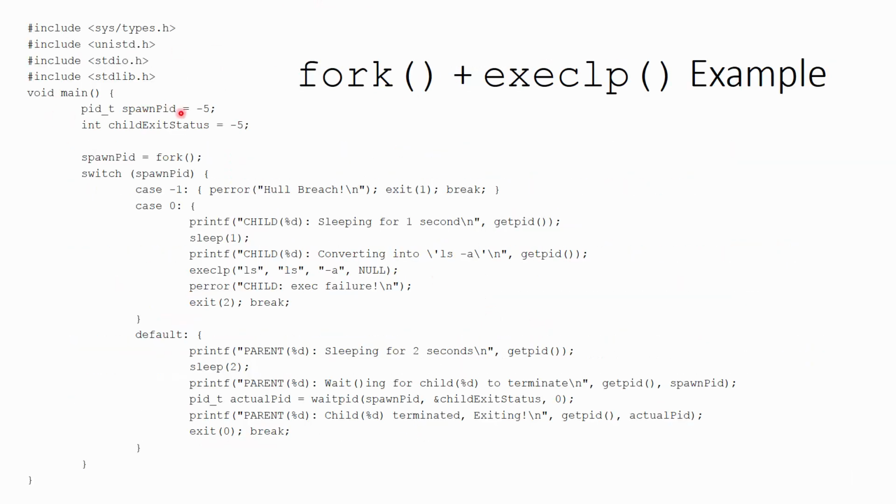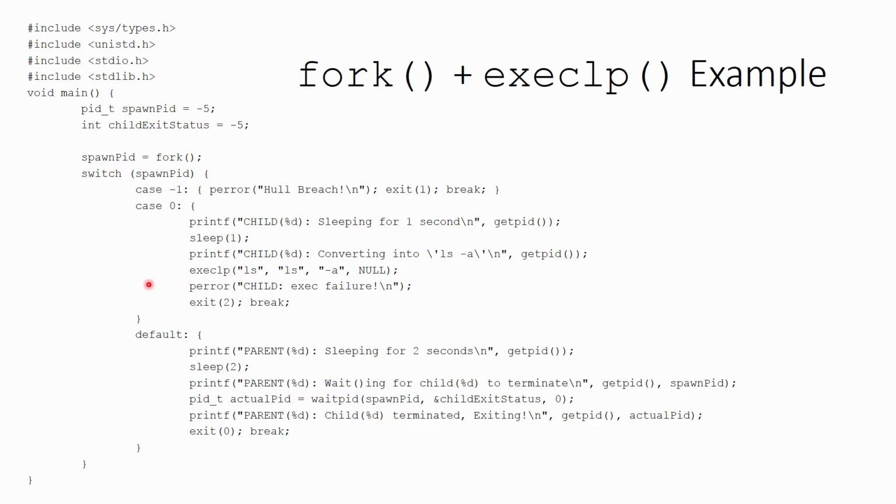So we'll start out with our spawn pid and our exit status set to junk values. We'll do the same fork rigmarole. Here's our exit status. Here's our exit branch if something horrible goes wrong. Here's what the child does. The child says that it's sleeping for a second, and that it is then converting itself into ls -a. And it does that by just calling execlp. Here's ls for the second time, and then the -a.